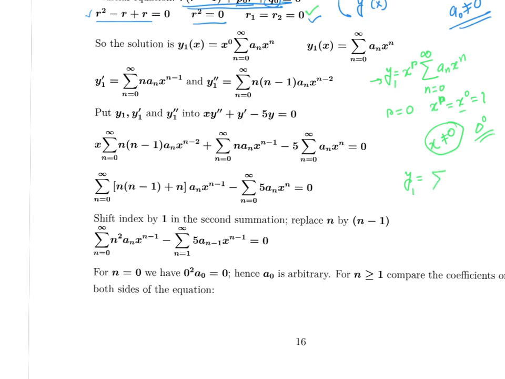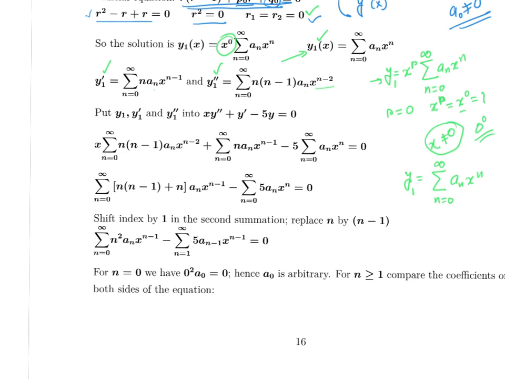y1 is going to be the summation from n = 0 to infinity of a_n x^n. And this is exactly what I have here. Just x to the power r becomes x to the power 0. Now, the things that I was talking about, I'm going to have to do this. Find the first derivative, and find the second derivative of y1, which is pretty straightforward. You can see what it is. The first derivative is n times a_n times x to the power n minus 1. The second derivative is n times (n minus 1) a_n x to the power n minus 2.